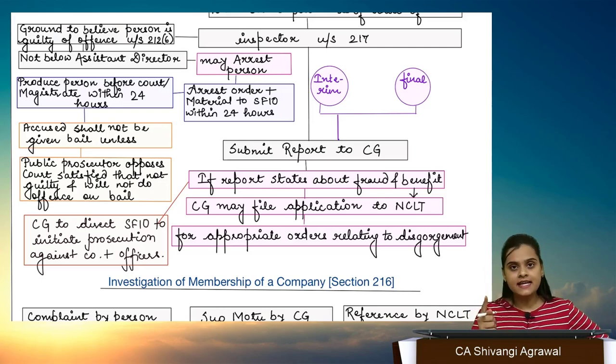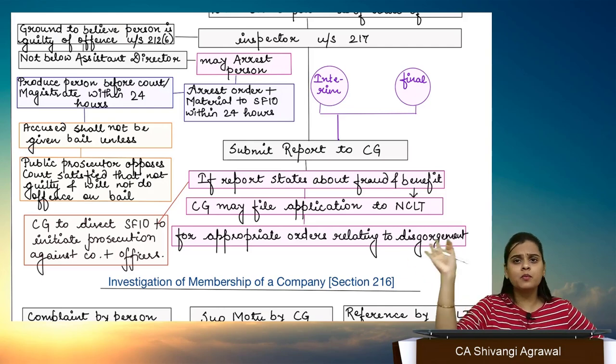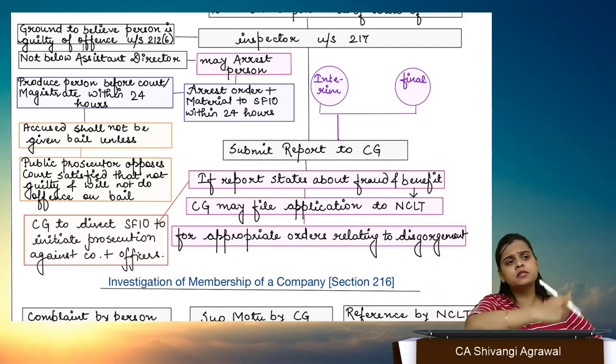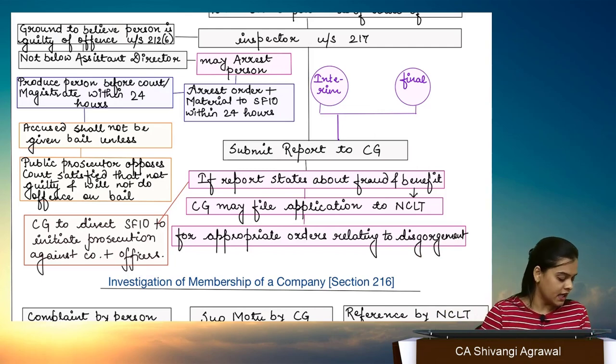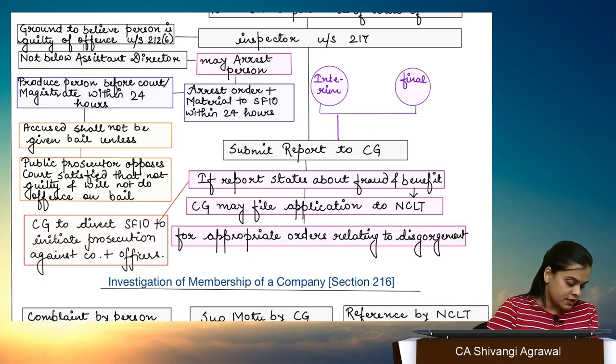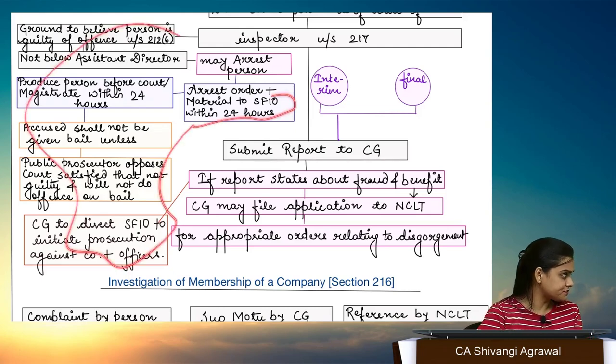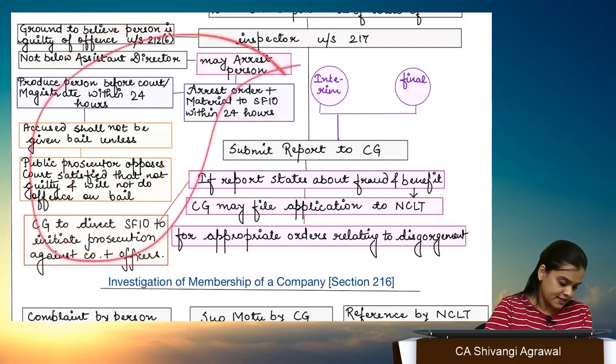But sick, infirm, under the age of 16 and women, these are the four people who get relief. That means even if special court, if they want, they will not give an opportunity to public prosecutor to oppose the bail and grant bail. So it is at the discretion of special court in those cases. Okay, so here we have the whole part of arrest.